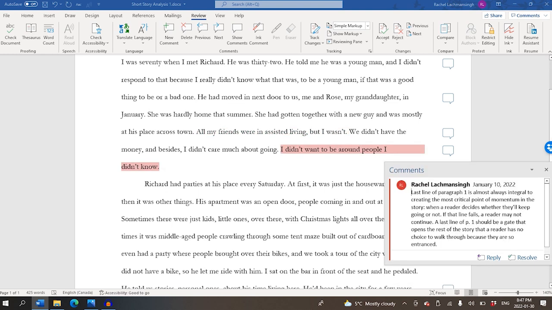So the next sentence that I highlighted is, I didn't want to be around people I didn't know. And my comment reads, the last line of paragraph one is almost always integral to creating the most critical point of momentum in the story.